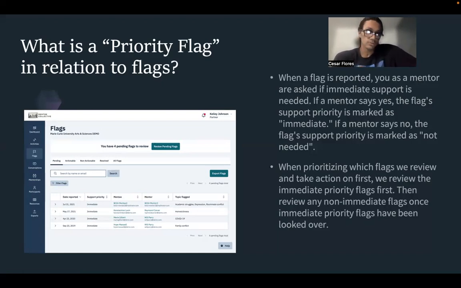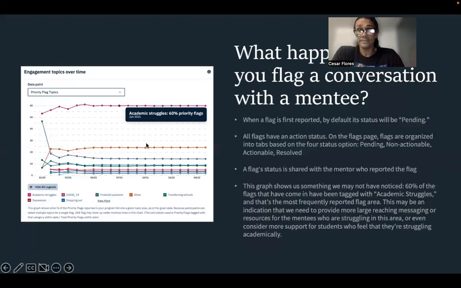So whether it's academic struggles, depression, roommate conflict, homesickness, family conflict, whatever the case may be, right? It's going to show us what type of issues they're dealing with and what type of support we're able to give you as the mentor or them directly as the mentee to make sure that they are able to deal with that. Again, we review and take action on the first one that we see. So if it's immediate, we make sure to look at that one, and the rest of them are kind of moved to the bottom depending on what the needs might be.